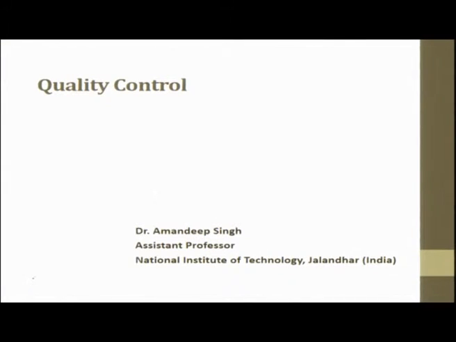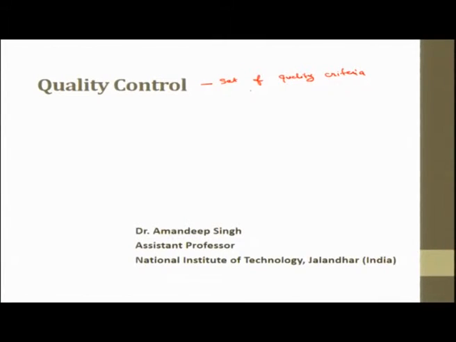So what essentially is quality control? Quality control is a procedure or set of procedures which are intended to ensure that a manufactured product adheres to a defined set of quality criteria. Specifically in metrology, we have the measurement limits.